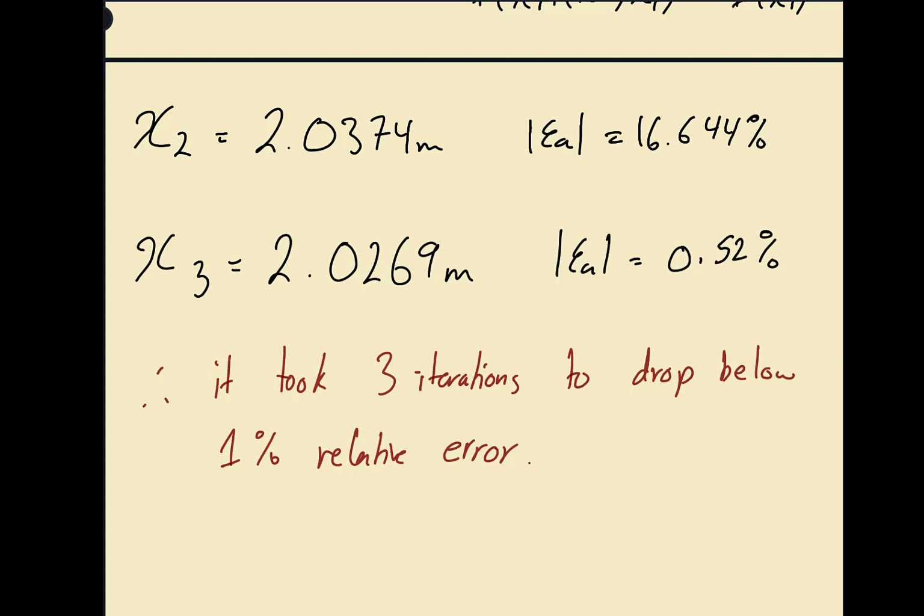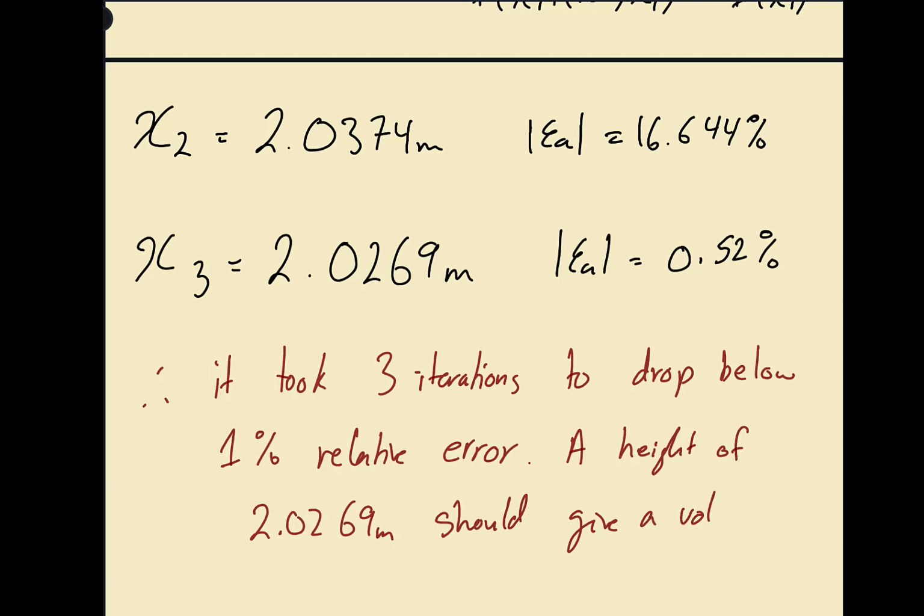Okay, so we say a height or depth of 2.0269 meters should give a volume of 30 meters cubed. Does that make sense? Any questions?